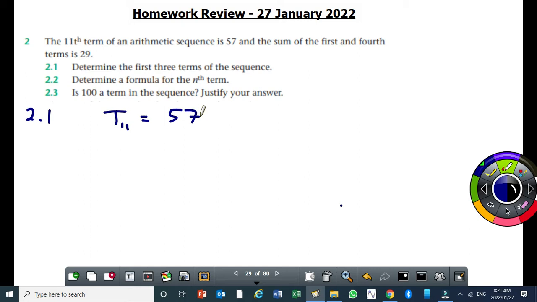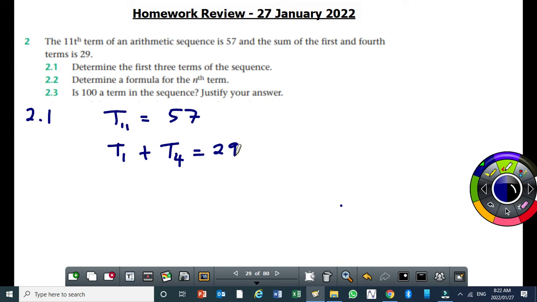By now we should know that an arithmetic sequence has got a constant common difference. It has got a first term A. You should know that. The sum of the first and the fourth terms is 29. Now, I want you to be aware, don't get confused, this question does not involve series. It's only on the arithmetic sequence, not series. So, the sum of the first term, it means T1 plus T4 is equal to 29.